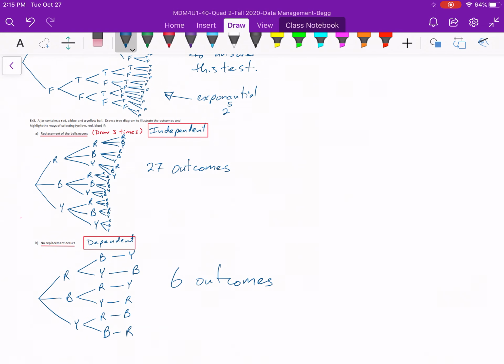But in each case, we can see certain things, usefulness and limitations of tree diagrams. They're really good for helping us visualize things, but they also get awkward quickly if we have too much information we're trying to organize.